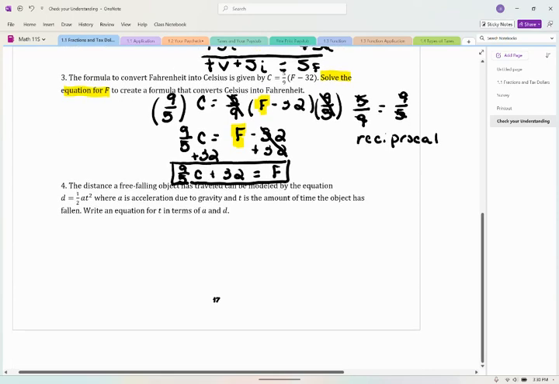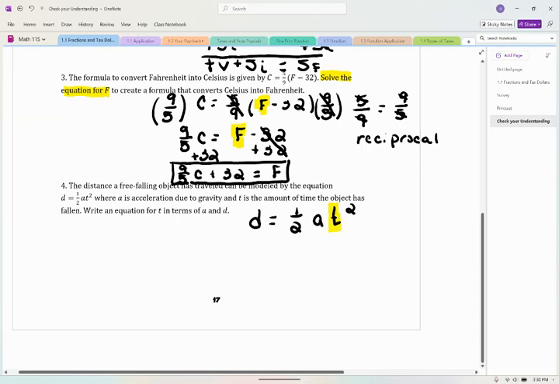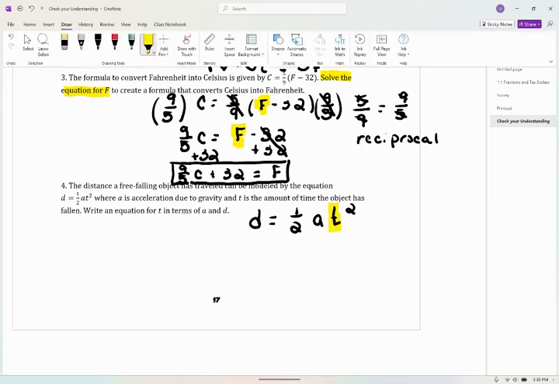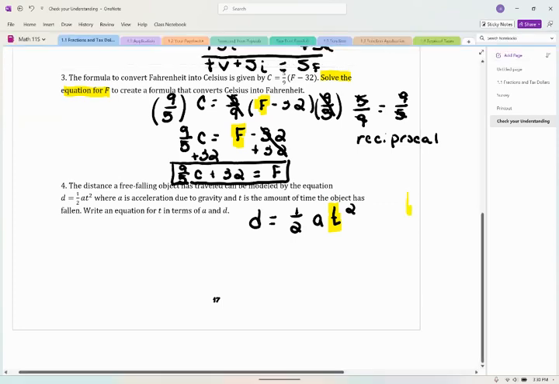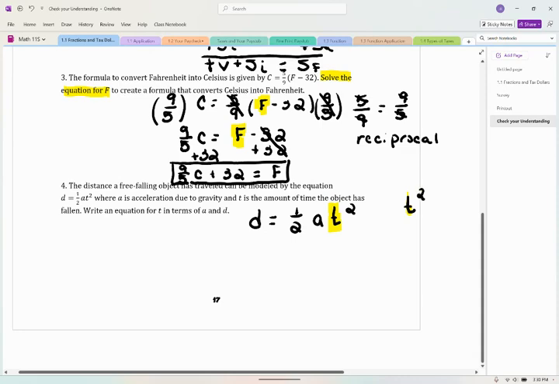Okay. We have a formula in the next one. D equals 1/2 A T squared. Okay, we need to get T by itself, but if you notice in this particular problem, T is being squared. And we haven't talked yet about what the opposite of squaring something is. We talked about it in class today, but just know if I have T squared, and I want to undo the squaring, I wind up with the square root of T. If I had x squared, if I want to undo it, I would do the square root of x.